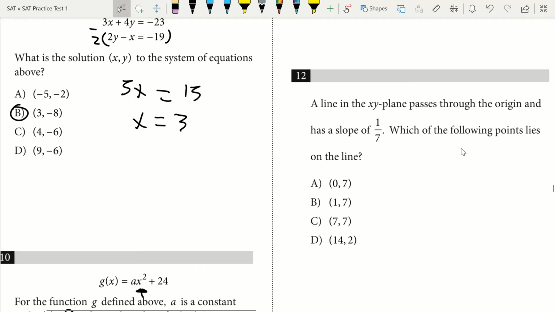Question 12, a line in the xy plane passes through the origin and has a slope of 1/7. Which of the following points lies on the line? Well, the point is going to have to be equivalent in a ratio to 1/7, right? So if we look at our answer choices, we've got D, 14 and 2. That's going to give us that 2 as our y, which is our rise, over our run of 14, which is equal to 1/7. That's our slope, because our y-intercept here is 0, so that will be our correct answer.